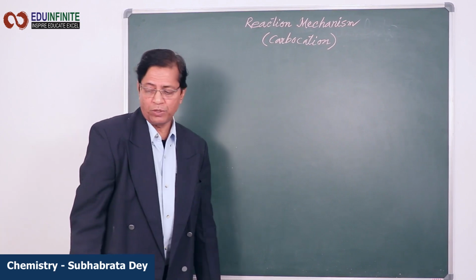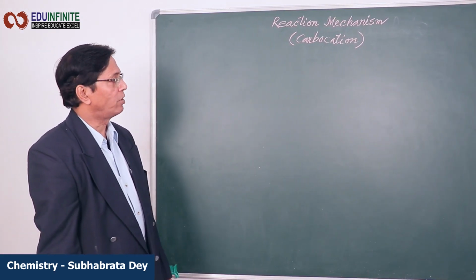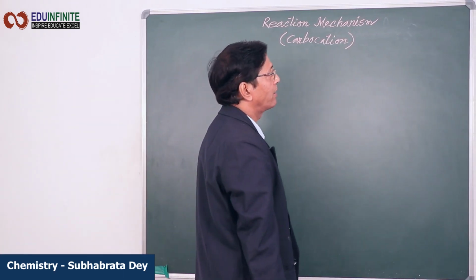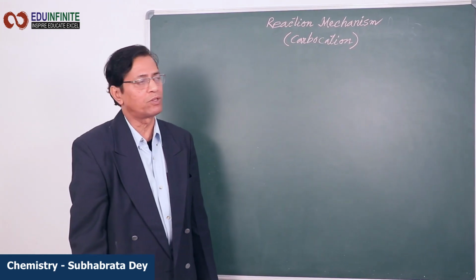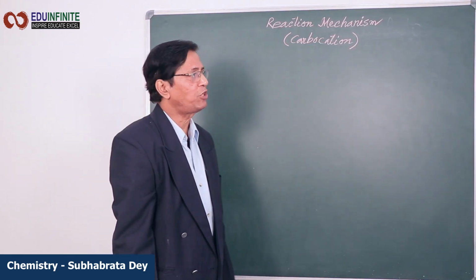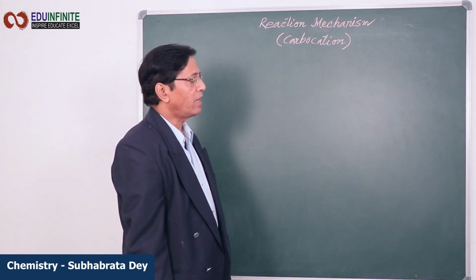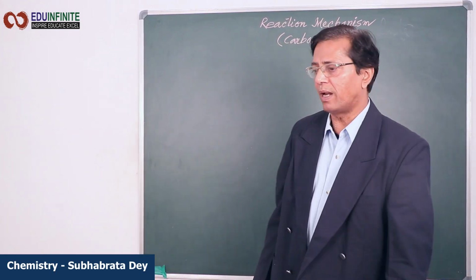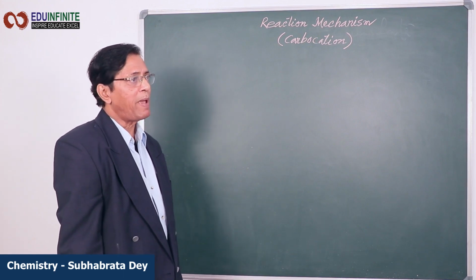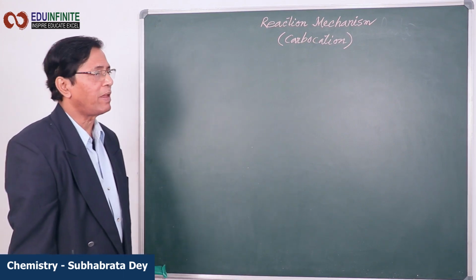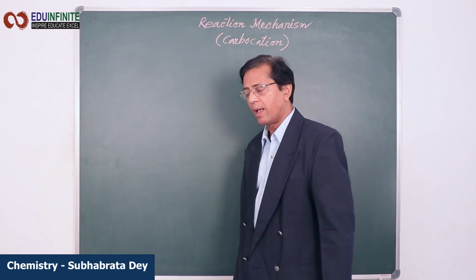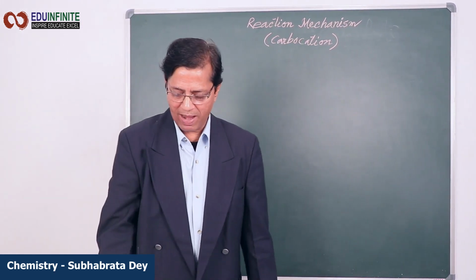Now, what is reaction mechanism? The path by which a reactant is converted into product is called reaction mechanism, and the various species formed during the course of the reaction are called reaction intermediates. We know there are different intermediates: free radical, carbonium ion or carbocation, carbanion, then nitrene, carbene, benzyne, etc. Of all these, we have free radical, carbocation and carbanion mechanism.